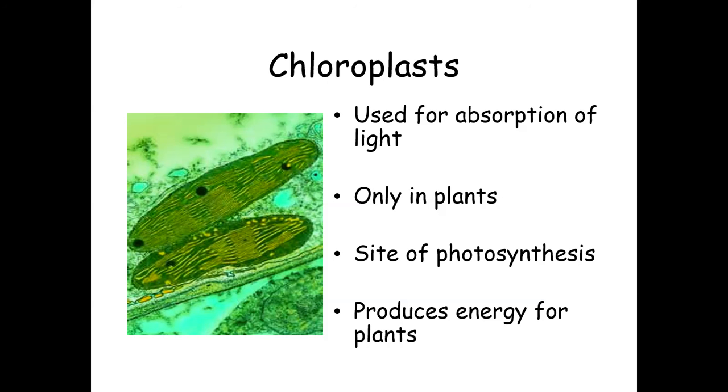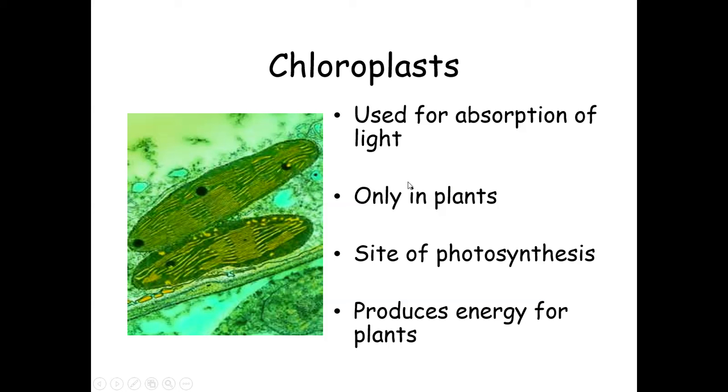Alright, so again, used for absorption of light. So this is what turns light energy into chemical energy, i.e. food for us to eat. But only in plants, and these are green. Now, so they kind of look like mitochondria, right? But the mitochondria have a bean shape. These are not quite as flat.